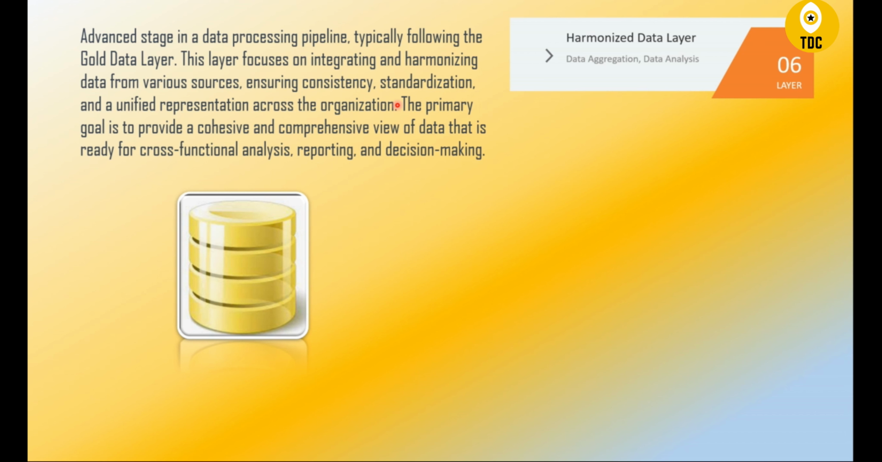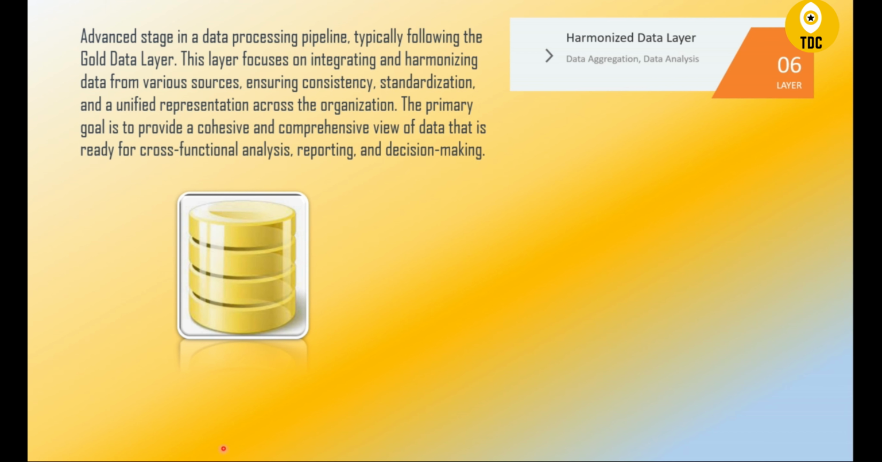So this is one of the peculiar use cases, and many projects use this harmonized layer, but generally if you are talking about data science or reporting projects, this is not for that. This is an advanced kind of data mesh or data fabric where you are using it. In that case, the data harmonization layer will come into the picture. The primary goal is to provide a cohesive and comprehensive view of the data that is ready for cross-functional analysis. That means different functional systems will come and interact here, and different projects can utilize this data for reporting and decision making.